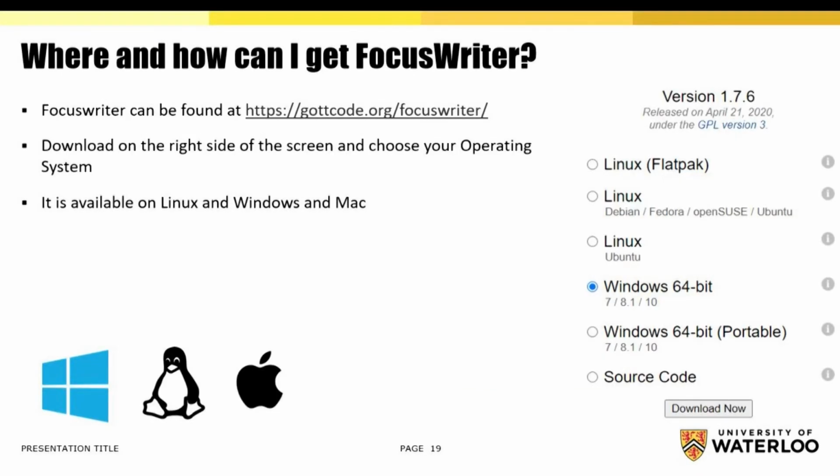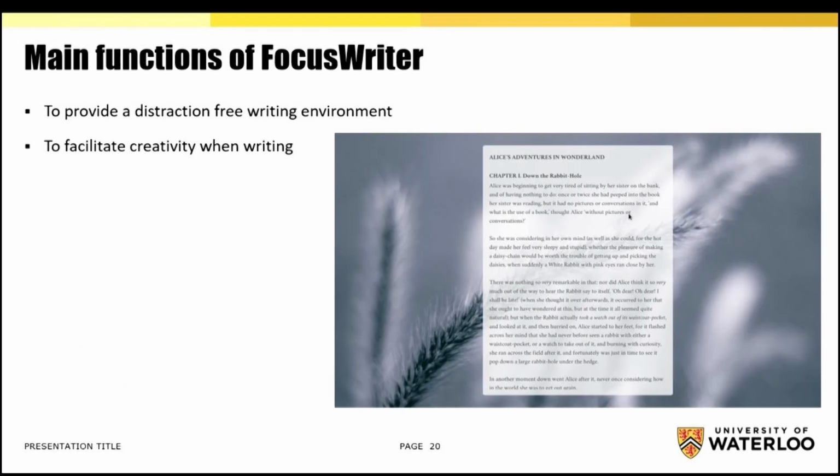FocusWriter can be found at gottcode.org/FocusWriter. It's available to download on the right side of your screen after choosing your operating system. It's available on Linux as well as Windows. It aims to provide a distraction-free writing environment by using an almost blank interface, and to facilitate creativity when writing by giving you space to let your mind flow.